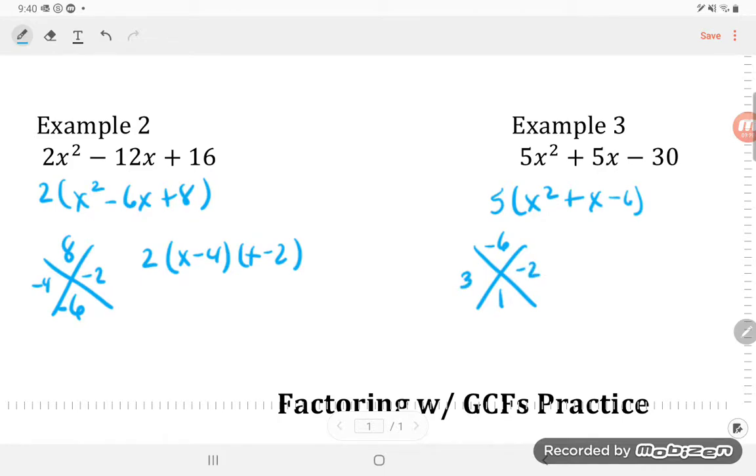and -2. When I write my answer, please don't forget I cannot leave out the GCF. So there's a 5 on the front. I have x plus 3 in the first set of parentheses. In the second set of parentheses, I have x minus 2.